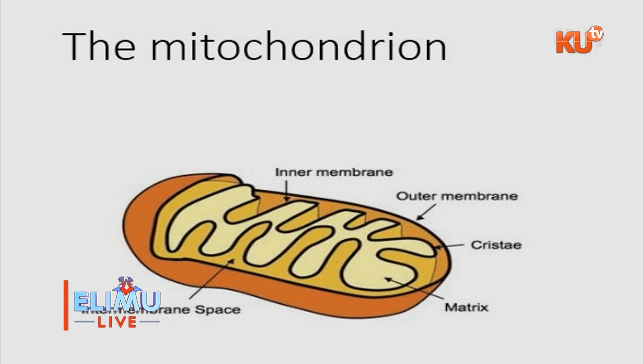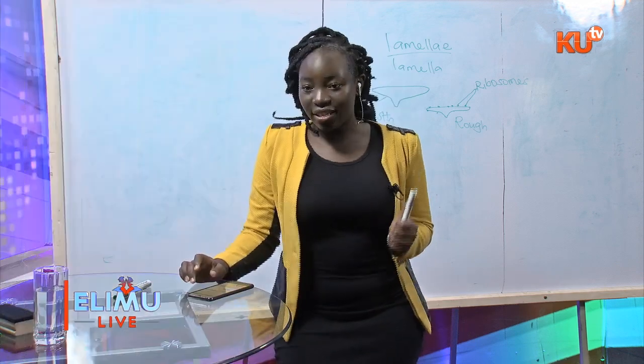When the arrow points at one, it is the crystal. But when the arrow points at two, it is called the cristae. And then we have the outer membrane, the inner membrane, and the intermembrane space. So the mitochondrion releases energy to the cell and gives the cell its energy.